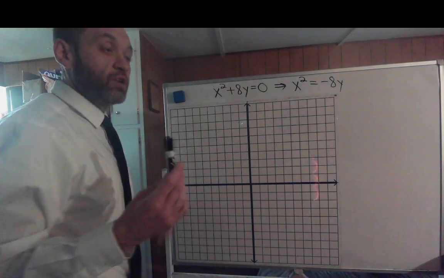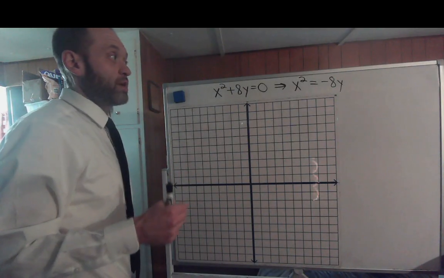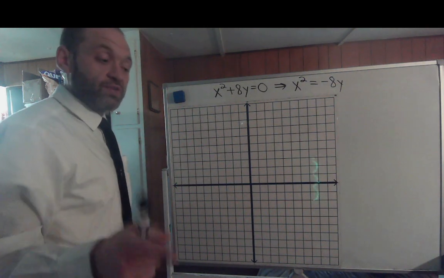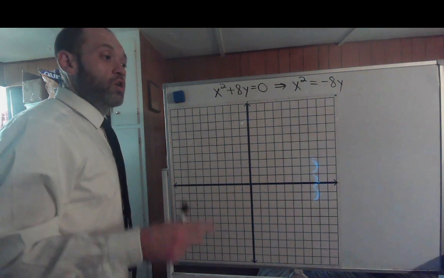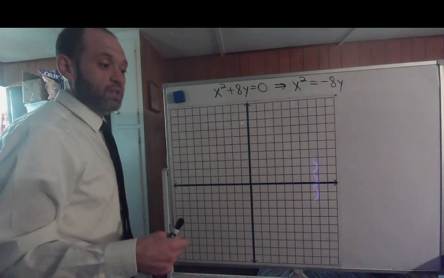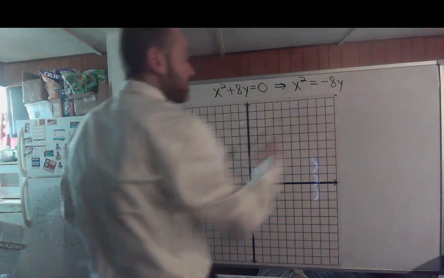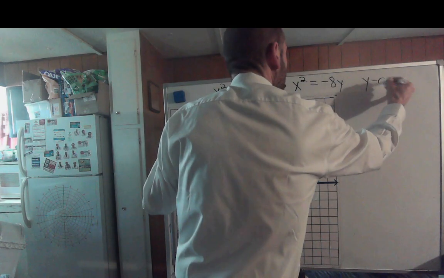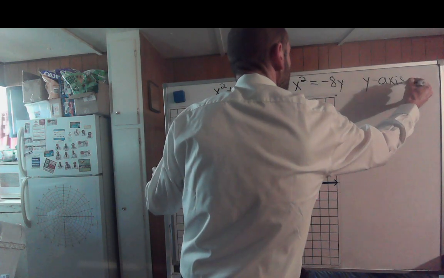The first thing you want to do is determine the symmetry. What axis does it have symmetry with? Well, to answer that question, which variable is only raised to the first power, or which variable is linear? It's definitely the y variable, right? So that means it's going to have y-axis symmetry.